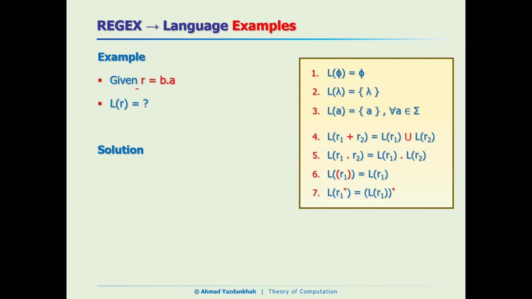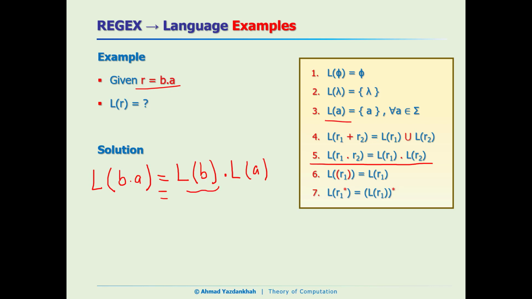The second one is this. How can we calculate that? L of B dot A is equal to, we need to use rule number 5. It means L of B dot L of A. And then we will use rule number 3. This guy will be equivalent to, I'm sorry, this is B, and this is A. And this is just a concatenation of two languages, which will be BA.